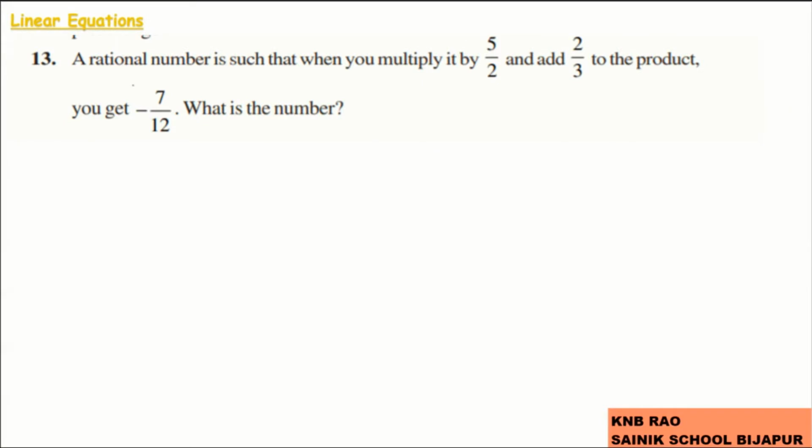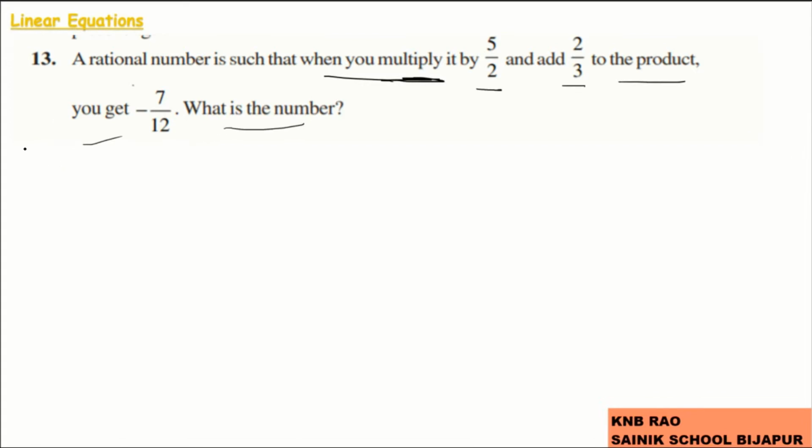In question number 13, a rational number is such that when you multiply it by 5 by 2 and add 2 by 3 to the product, you get minus 7 by 12. Then what is the number?